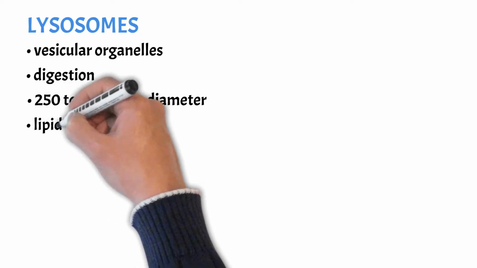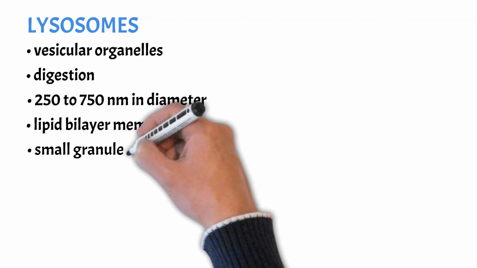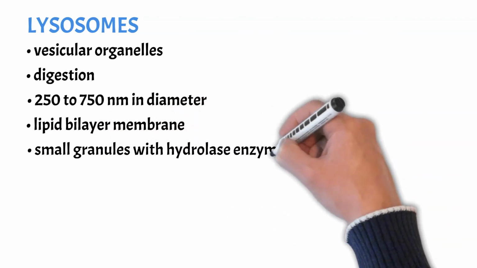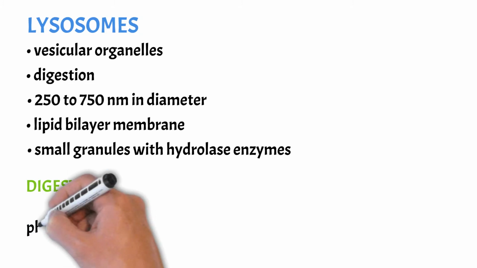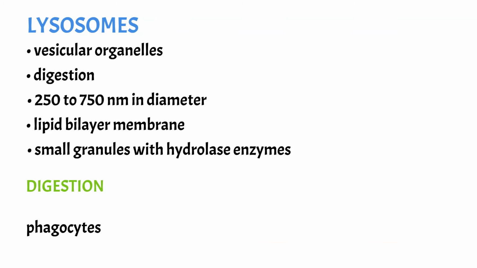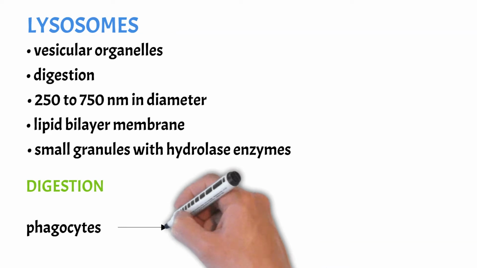They have the usual lipid bilayer membrane, and they contain small granules with digestive enzymes, the so-called hydrolase enzymes. By using these enzymes, they are able to split an organic compound into two or more parts. As we said, the cell uses lysosomes for digestion. First, the matter that is to be digested must be brought into the cell by phagocytes, special cells that surround and engulf it. Then they transport it through the cell membrane.